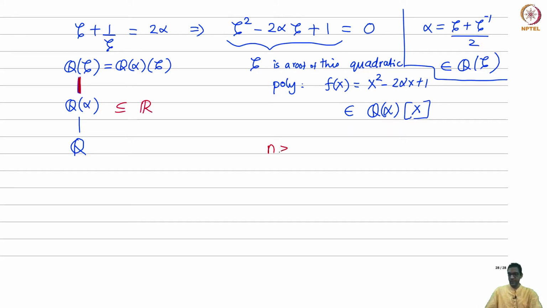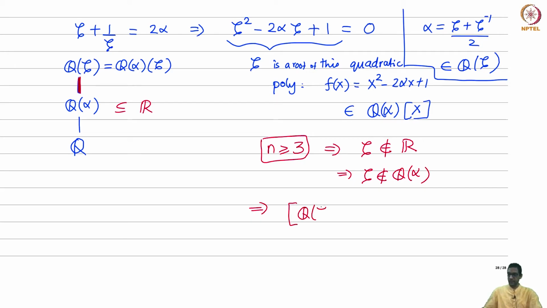So if n is at least 3, let me assume here that n is at least 3, because I'm trying to construct a polygon, so n must be at least 3 for it to be a polygon. So since n is at least 3, this element zeta is definitely not a real number. Okay, so that implies zeta can't be an element of Q(alpha). So what we have just said implies that Q(zeta) over Q(alpha) has to have degree exactly 2. Okay, so what we know now is that this is a degree 2 extension.